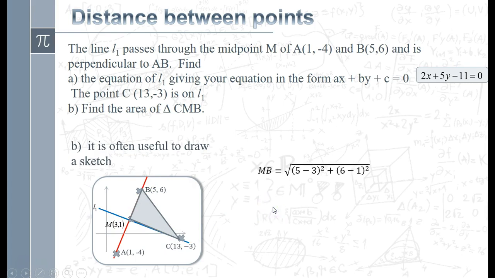So there's MB, again, putting in the points from our formula: x2 minus x1 squared plus y2 minus y1 squared, using the points M and B. And again, you might want to just pause and take a little look at where I'm getting all those values from.